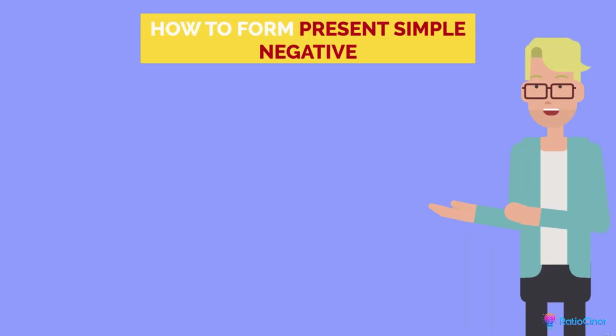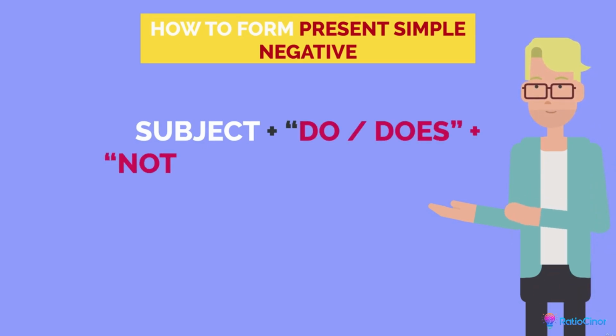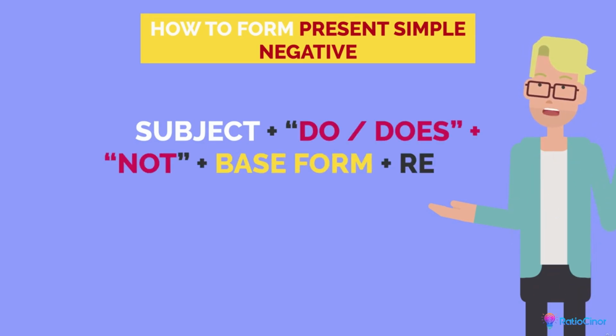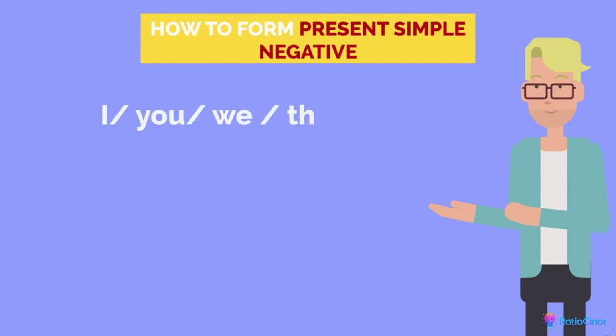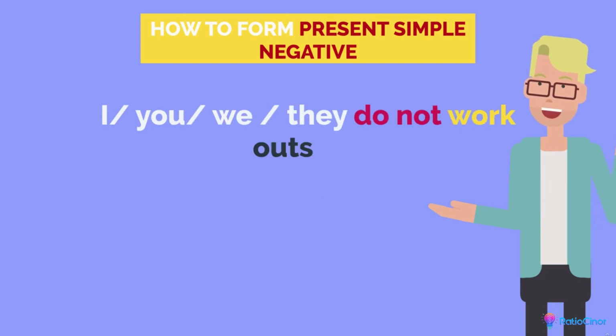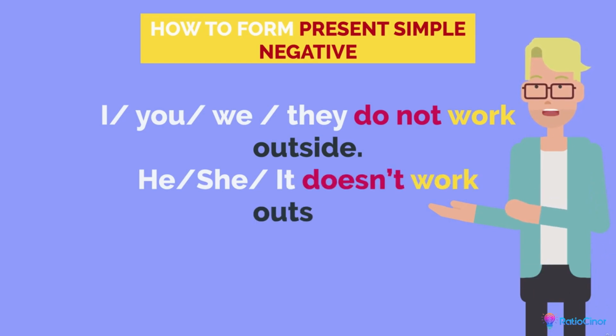How to form present simple negative. Use do or does with not, followed by the base form of the main verb, the infinitive without to. Subject plus do or does plus not plus base form plus rest of sentence. I, you, we, they do not work outside. He, she, it doesn't work outside.